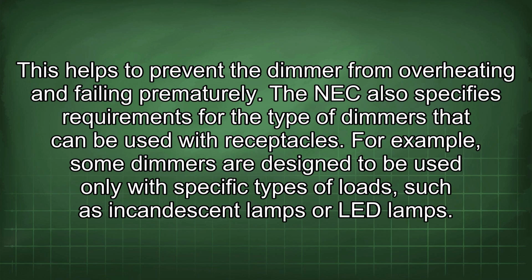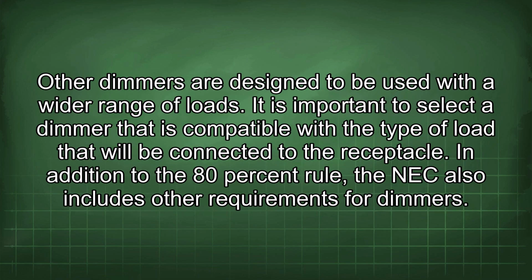The NEC also specifies requirements for the type of dimmers that can be used with receptacles. For example, some dimmers are designed to be used only with specific types of loads, such as incandescent lamps or LED lamps. Other dimmers are designed to be used with a wider range of loads. It is important to select a dimmer that is compatible with the type of load that will be connected to the receptacle. In addition to the 80% rule, the NEC also includes other requirements for dimmers.